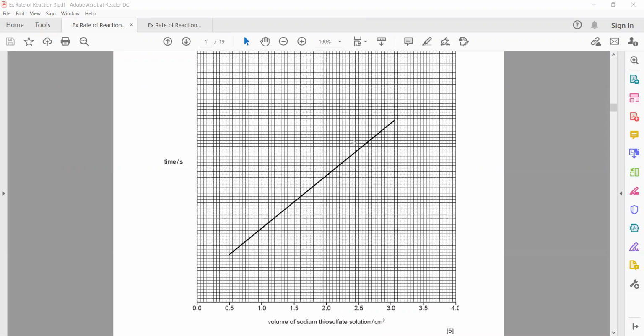But in the question, you need the time for the blue color to appear when 4 cm cube of solution was used. For this purpose, you will extend the straight line using a ruler. When you extend the line, you can see the volume is 4 cm cube. So if the volume is 4 cm cube, how much time will it take for the blue color to appear? That time you will read on the y-axis, and that will be your answer for this part C.